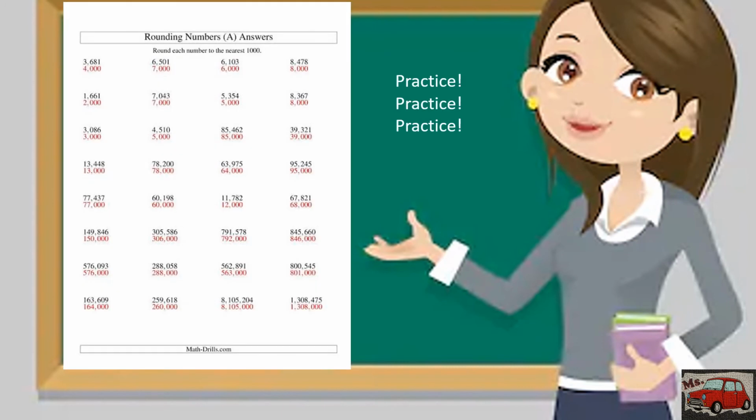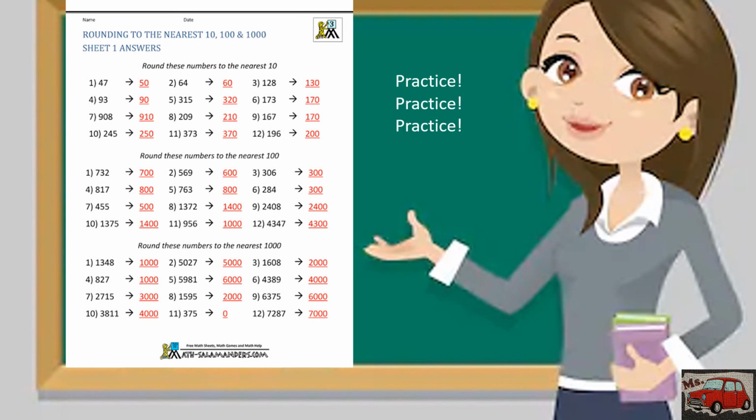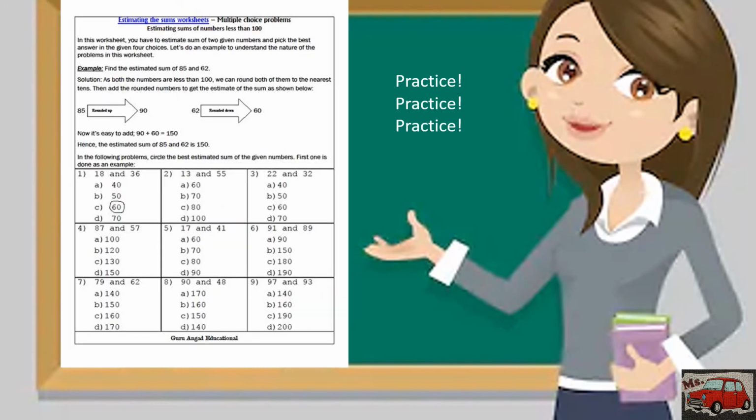Practice time. So again, just copy the questions and then answer it on your own. Then check nyo na lang yung work nyo dito. Okay? Round off to the nearest 10, 100, and 1000. So copy first the question, do it on your own, and then just check your work here. Okay? Okay, so just circle the best estimated sum of the given numbers. First one is done as an example.